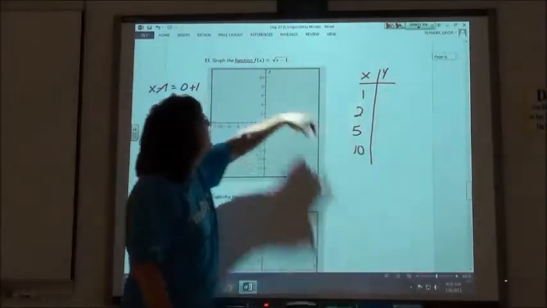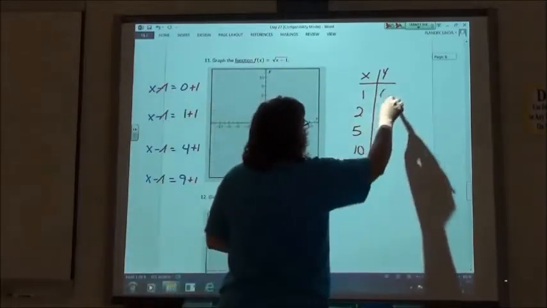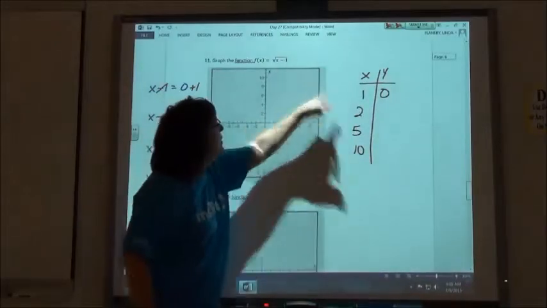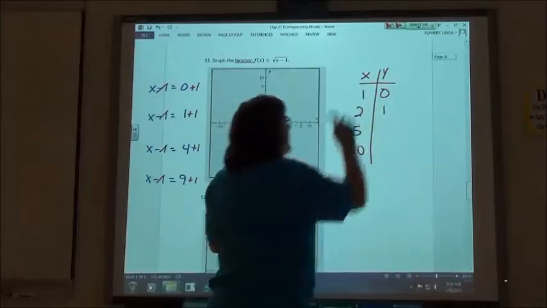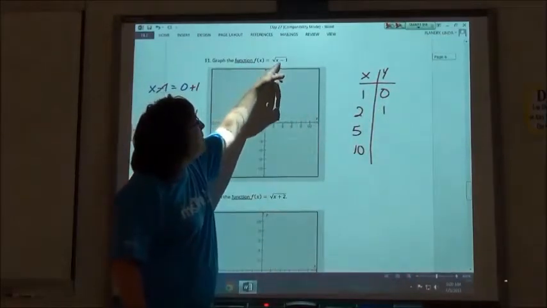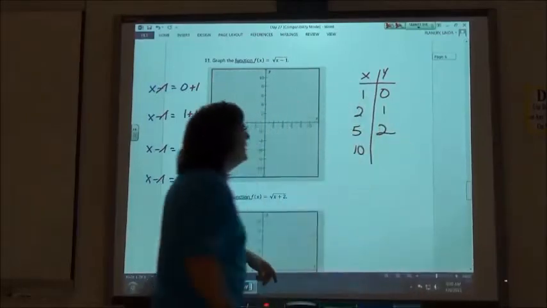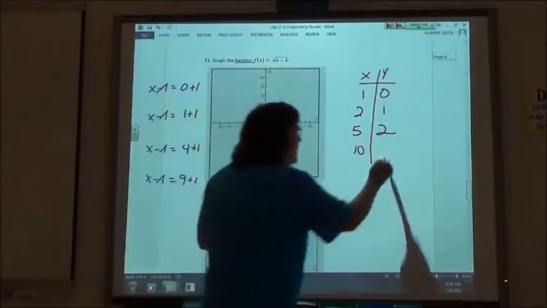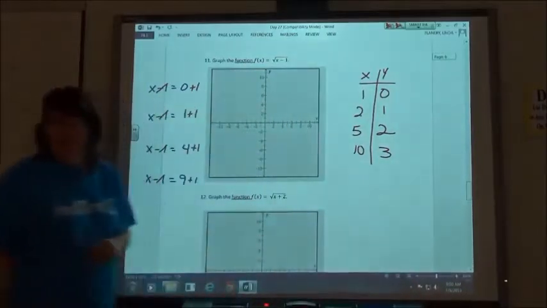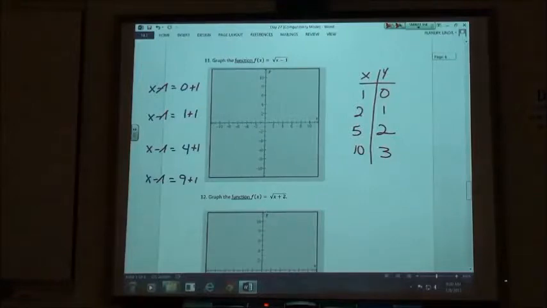So plugging them in, 1 minus 1 is 0, square root of 0, still 0. 2 minus 1 is 1, square root of 1, 1. 5 minus 1 is 4, square root of 4. And 10 minus 1 is 9, square root of 9, 3. So every value came out to a nice whole number answer that you could easily plug.